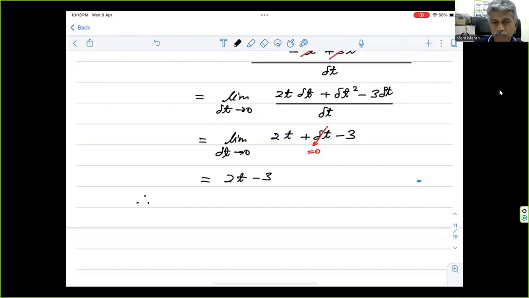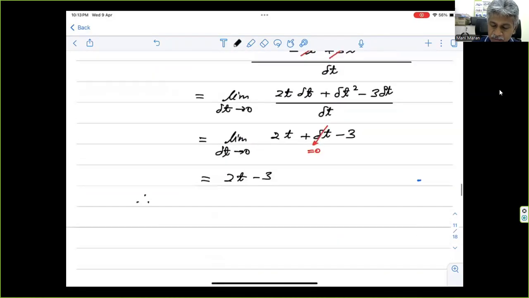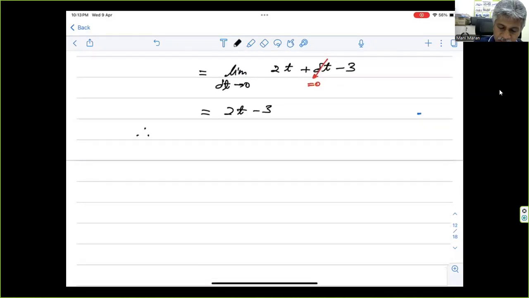Okay, so what is 2t minus 3? And this is actually the velocity. The velocity v(t). Velocity refers to how fast the squirrel is moving. Therefore v(t) will be equal to 2t minus 3. And that is a function which will give you velocity.